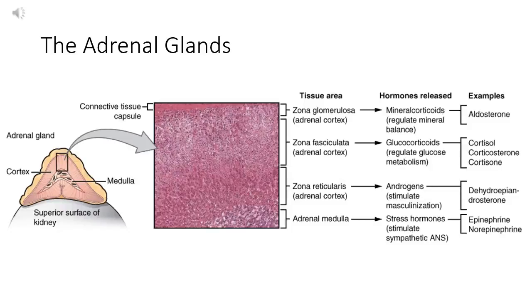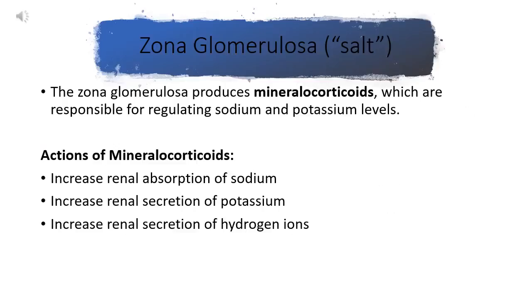So there's another mnemonic to help you remember these hormones in order. It's salt, sugar, sex. The deeper you go, the sweeter it gets. So salt is mineralocorticoids, sugar is glucocorticoids, and sex is androgens. And these correspond to the GFR: salt, sugar, sex. And then the adrenal medulla is going to produce hormones for stress, like epinephrine and norepinephrine.